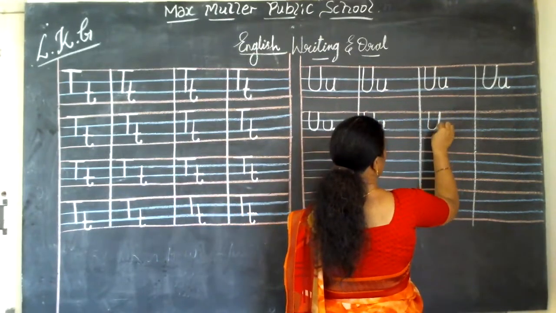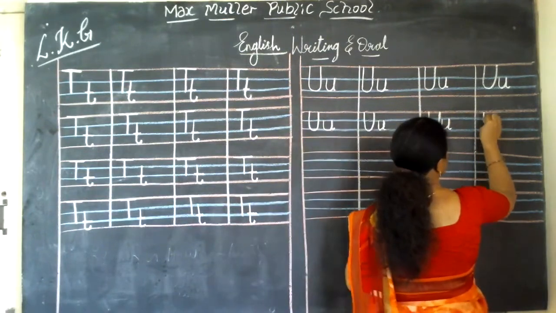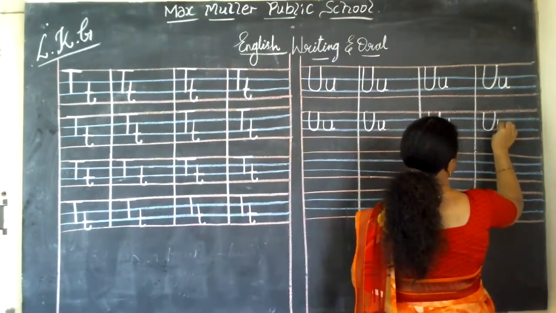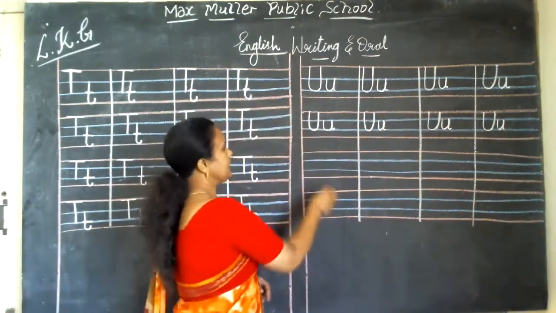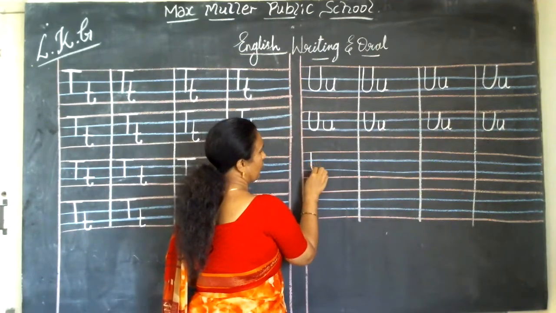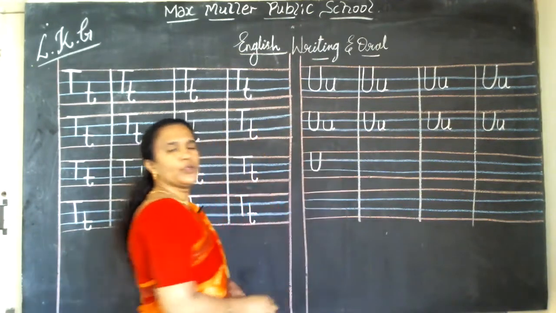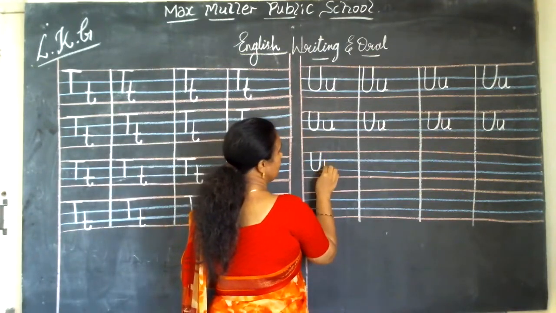Capital U, small u. Capital U, small u. Understand, children? See here once again, touch to the red line and to the blue line and write U. Small u, write only in the blue line.